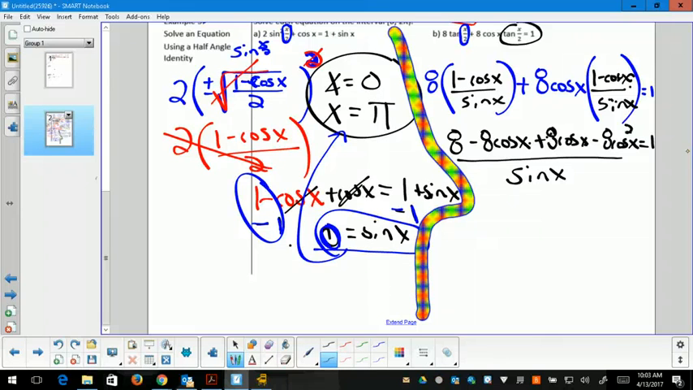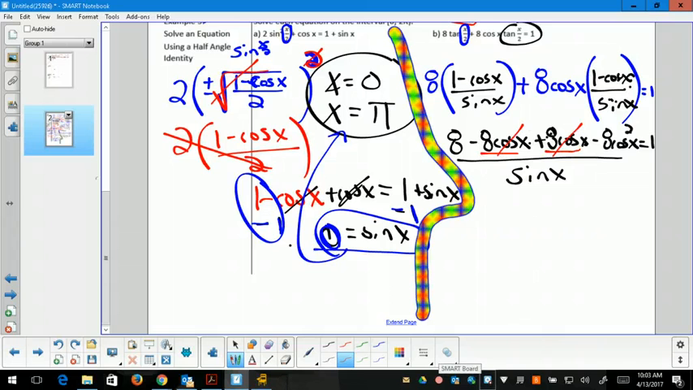I can do 1 over sine times it. Oh, but it's equal to 1, so that's not going to help me. If it were equal to 0, that might help me. Can't you cancel the minus 8 cosine of x? Plus 8 cosine? That I can at least do, yes. This term and this term are opposite, so they can go away.